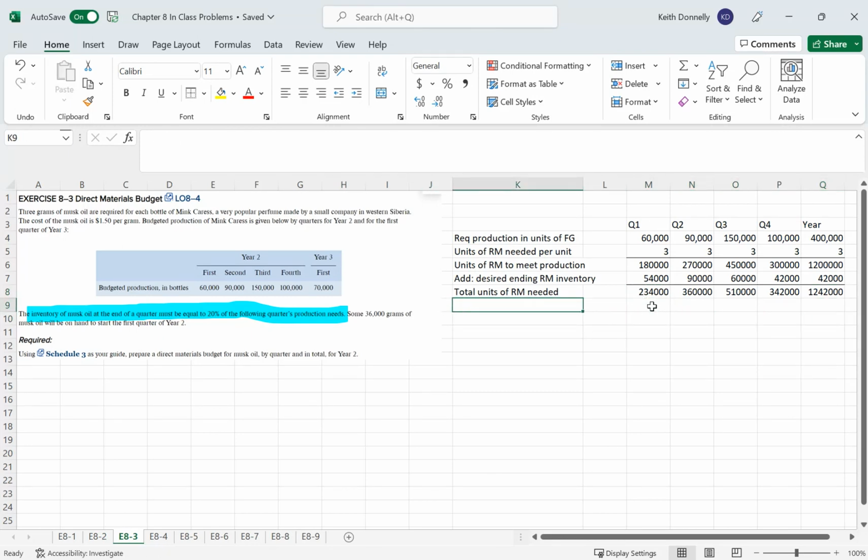From that, we're going to back out our units of beginning raw materials. If we look at this, they're telling us over here, let's see, some 36,000 grams were on hand to start the quarter.